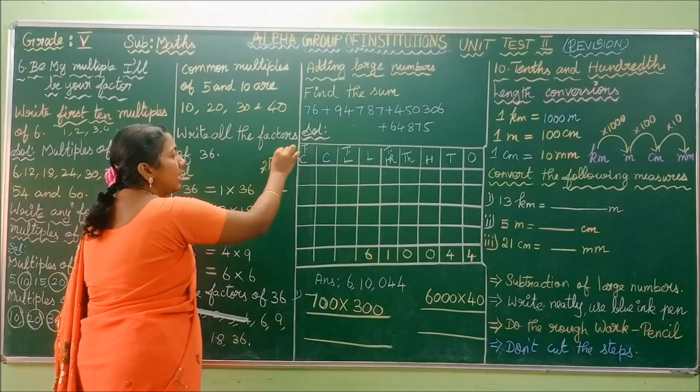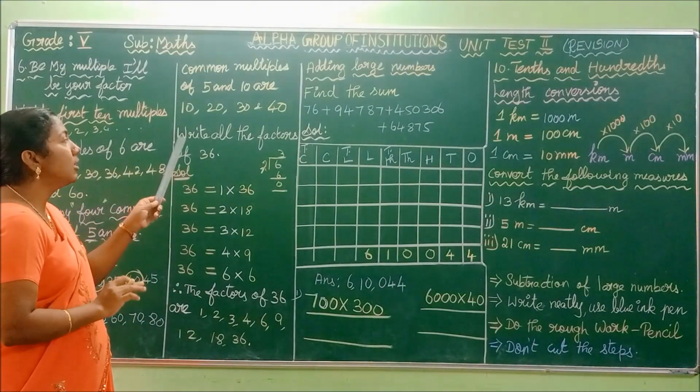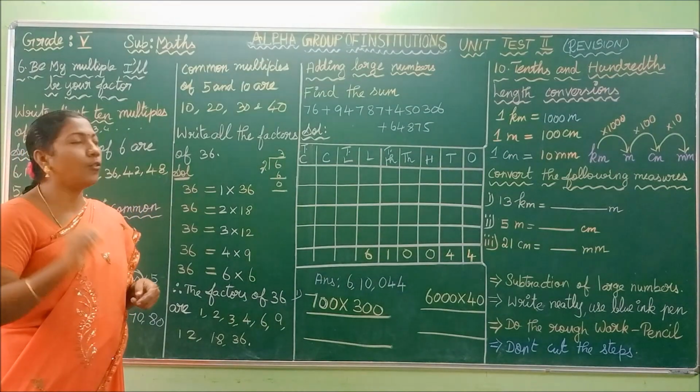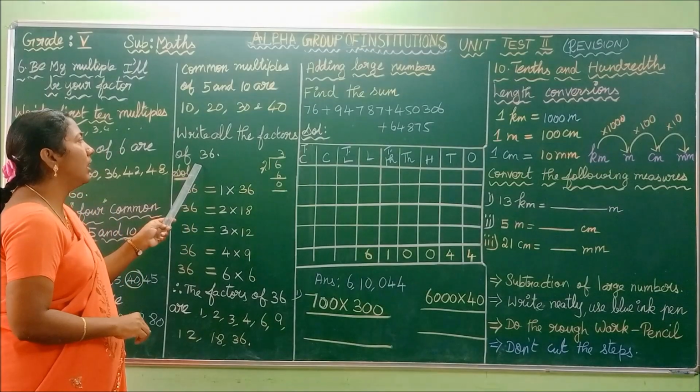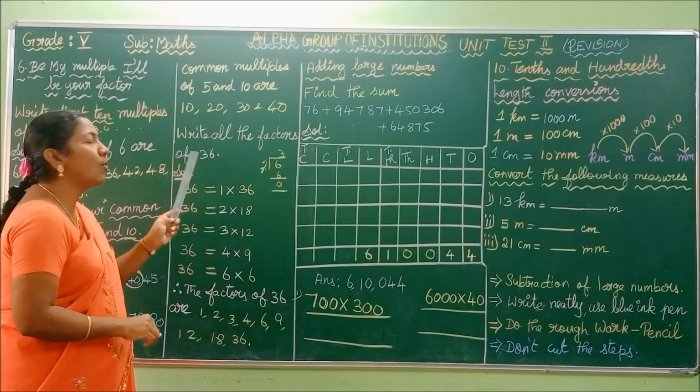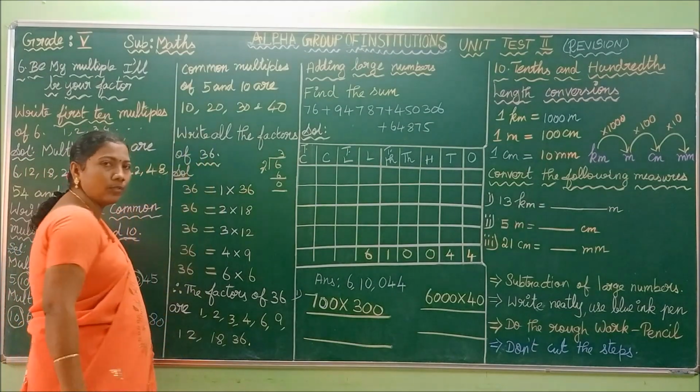Also we can call 3 as a factor of 6. This is the concept of factor. In the question they are asking you to write all the factors of the given number. So what is the given number? Write all the factors of 36. So you have to write all the factors of 36.